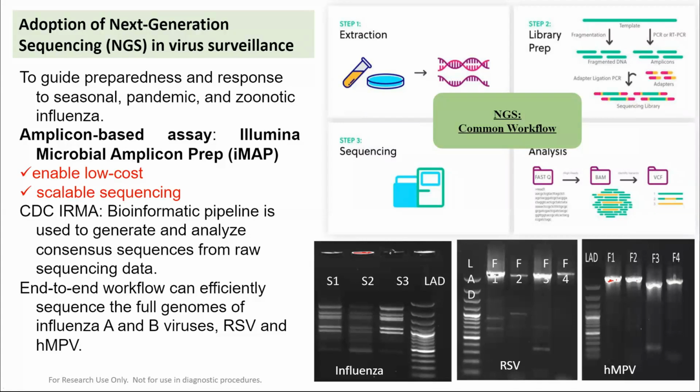And we found that it is low cost, and we can scale up this sequencing for other respiratory viruses, which will be very cost effective. We have used the CDC IRMA bioinformatics pipeline for generating and analyzing the consensus sequences from the raw data generated through sequencing. The end-to-end workflow can efficiently sequence the full genomes of influenza A, B, and RSV and other respiratory viruses.